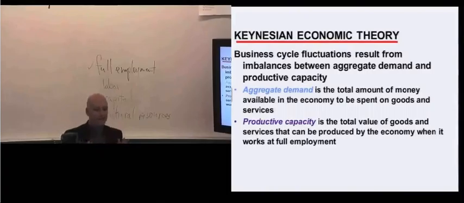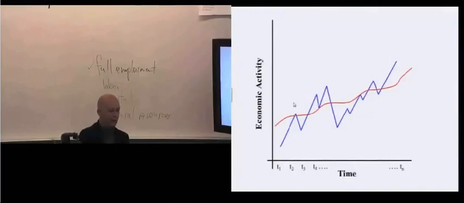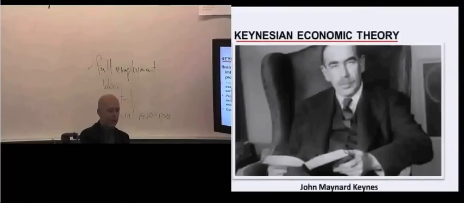back up and take a second charge at this, what Keynes is saying is that these fluctuations in the business cycle, right, these fluctuations in the business cycle that we see over the course of time, result from these imbalances between aggregate demand and productive capacity.